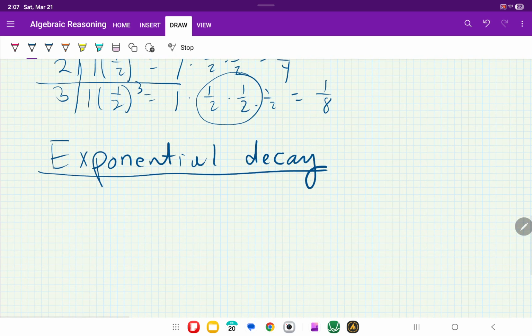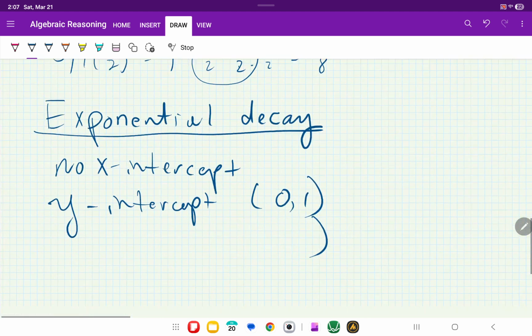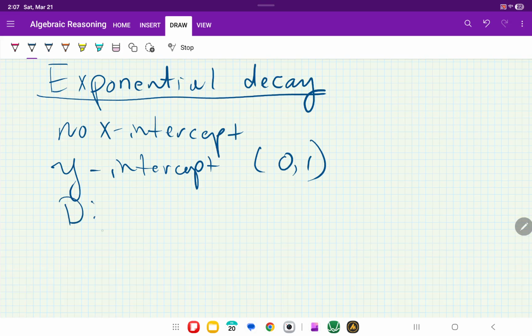And we're going to say no x-intercept. Y-intercept is (0, 1). We have our domain, and I'm just going to do it in interval notation. We are going to go from negative infinity to positive infinity. Our range is going to begin at 0, and it still goes to positive infinity.